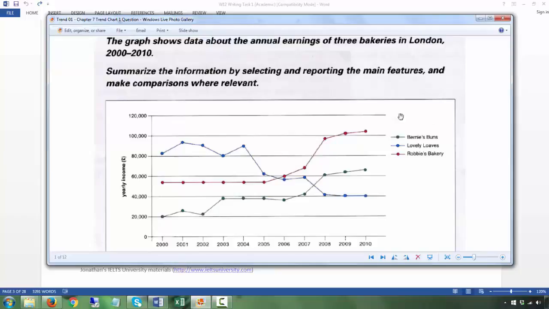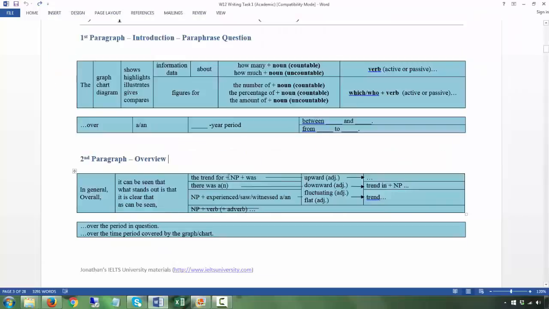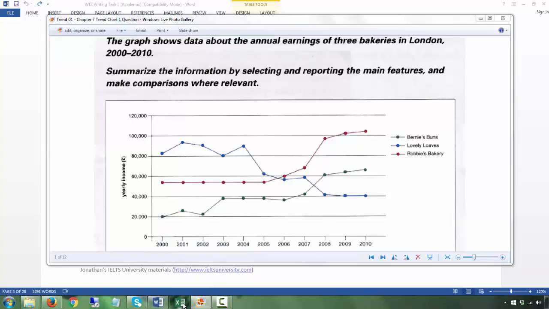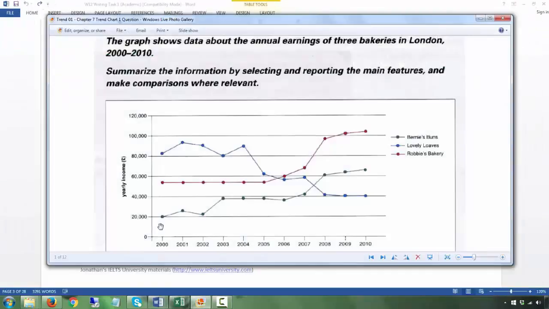But if they can't see this, then how would they understand what you mean if you said the trend for Bernie's Buns is upward? It doesn't make sense. So the trend for what? The yearly income of what was... This is because it's in the past tense. Upward, downward, fluctuating, flat. So upward is going up, downward is going down, fluctuating is like that, and flat is straight. So this is what you could do.